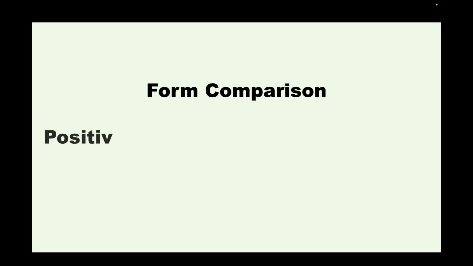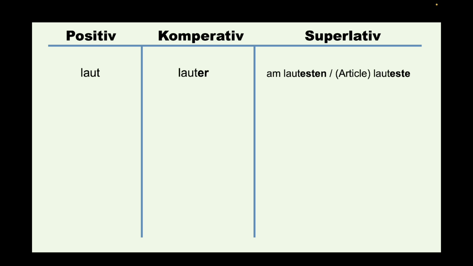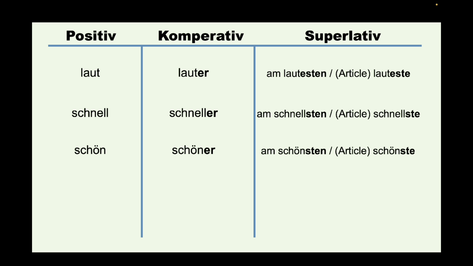Now let's compare all the forms side by side to see what the differences are. The first adjective is laut, which means loud. In comparative, it will become lauter, and in superlative, it will become am lautesten, or article, which is der, die, das, and then lauteste. Schnell becomes schneller in comparative form. In superlative, it becomes am schnellsten, or we use the article and then schnellste. Schön becomes schöner in comparative, am schönsten in superlative, or article and then schönste. Groß becomes größer in comparative and am größten or größte in superlative.